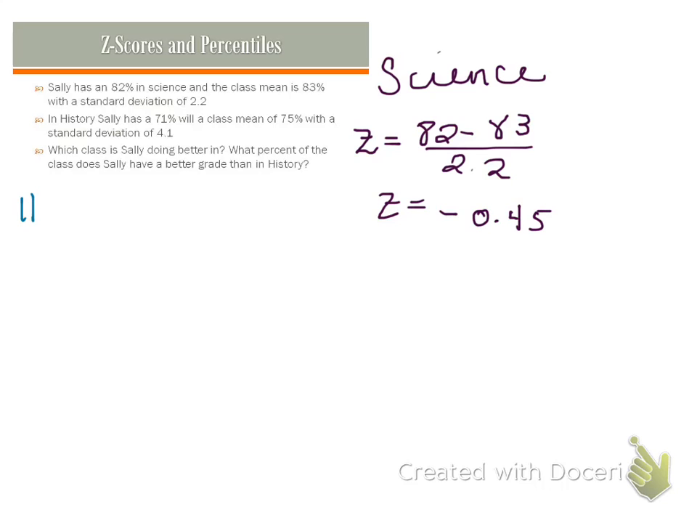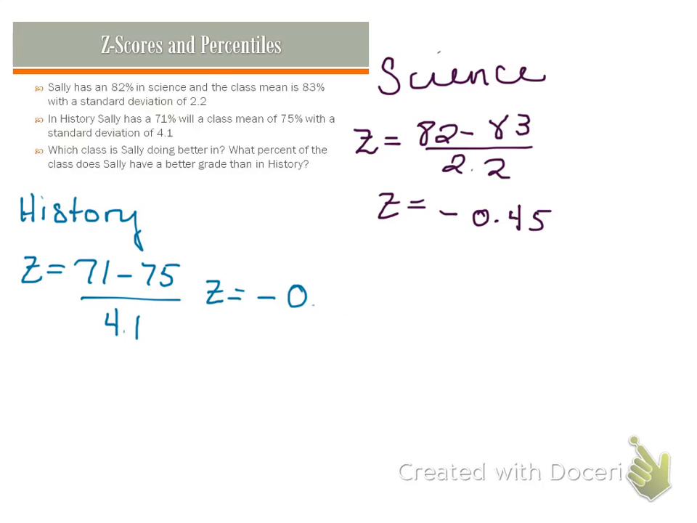And then for history, her score is a 71% with a class mean of a 75. So 71 minus 75, and then we divide that by the standard deviation of 4.1. So we get that z-score to be negative 0.98.